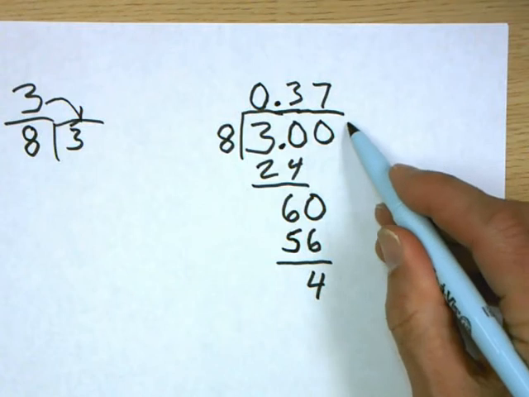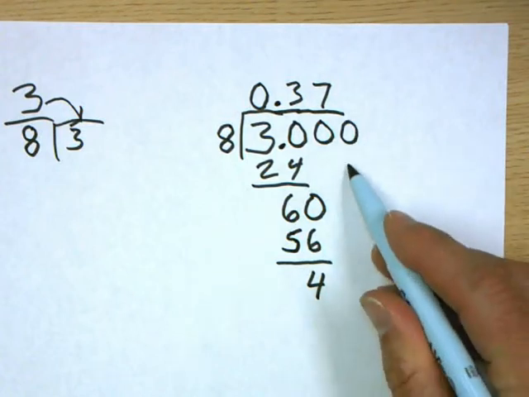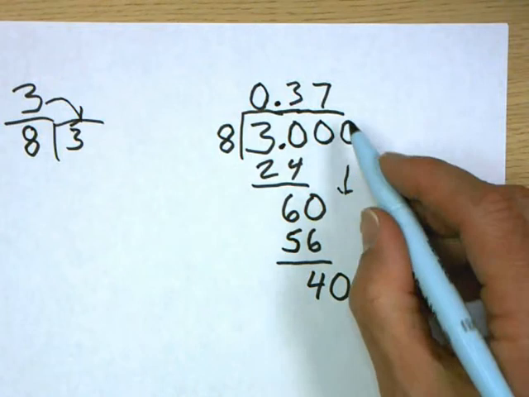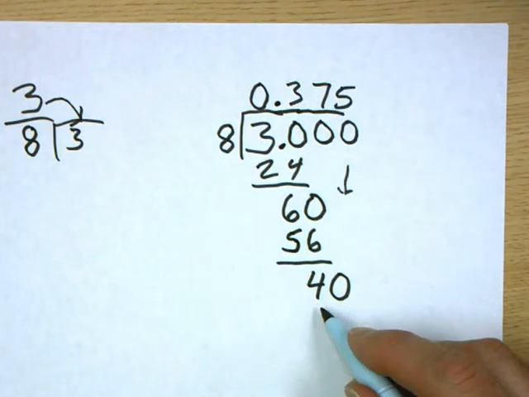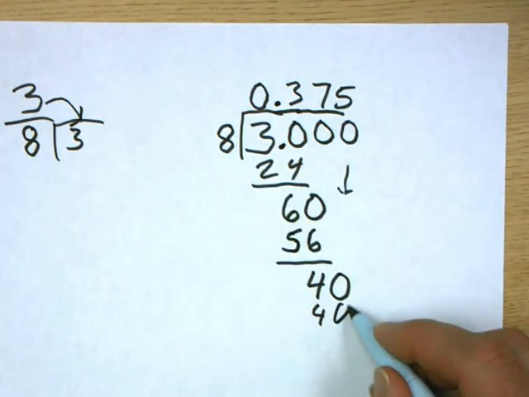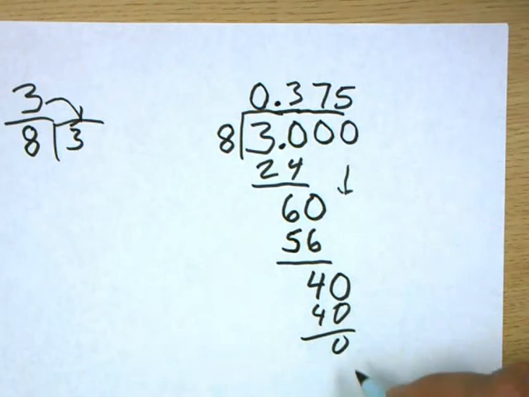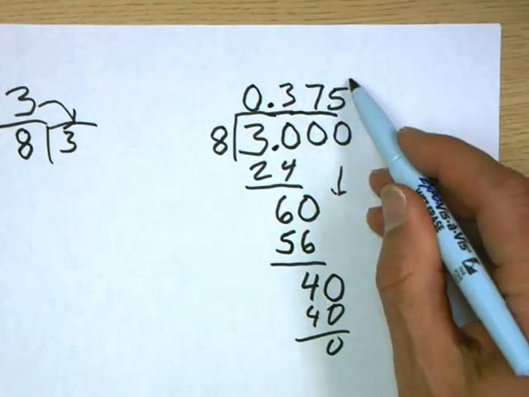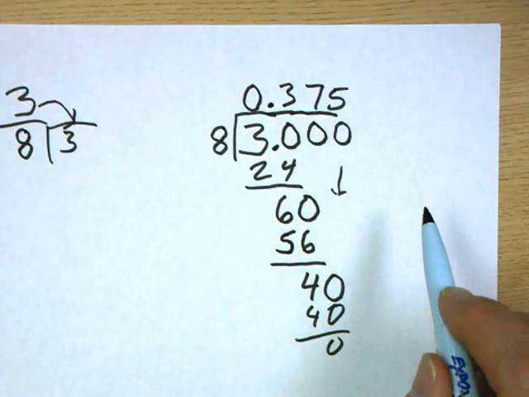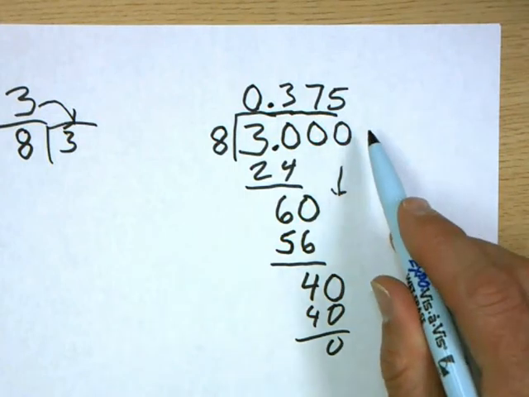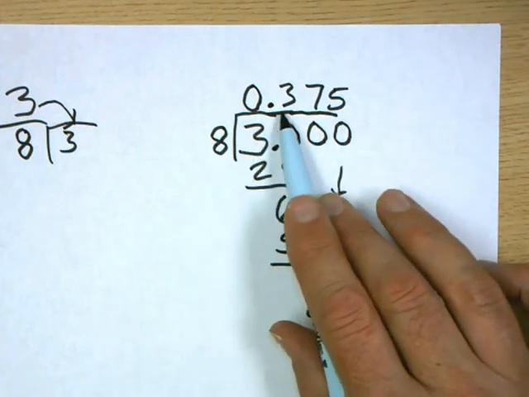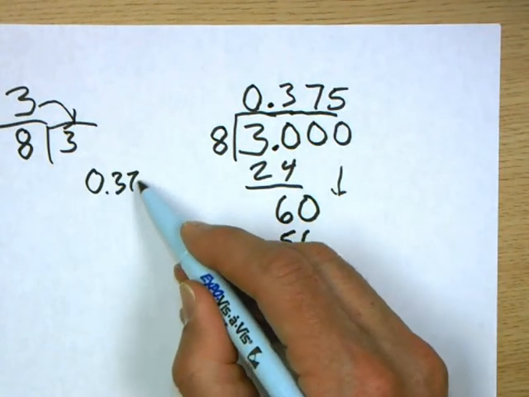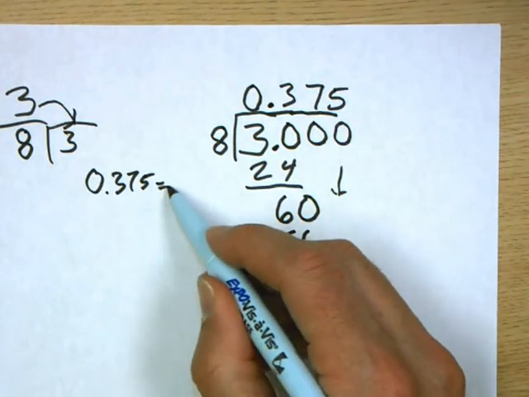So I can add another 0, bring it down. 40 divided by 8 is 5. 5 times 8 is 40, and I have no remainder. I don't need to bring any more zeros down. In some cases, we've been getting repeating decimals, in which case we draw a line over to indicate which number is repeating, or ellipses here. So the answer is 375 thousandths. 0 and 375 thousandths is equal to 3/8.